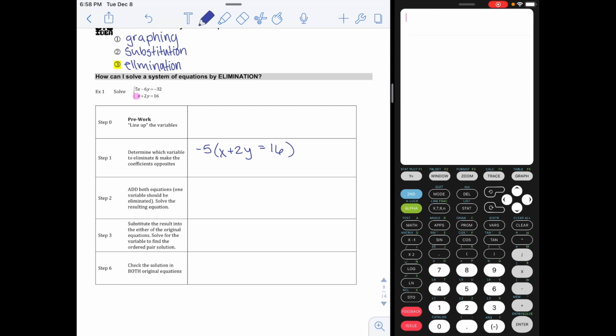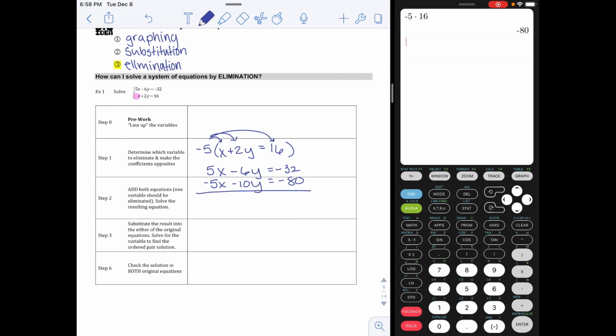Now in the second part, we're going to want to add these together and solve. So I'm going to have to write the first one on top. Actually, let's multiply this out first. So we're going to get a -5x, -10y, and then I need some help on this. -5 times 16, -80. Then I'm going to write the other equation. Now this is a preference. Some people like to keep it the same way, so maybe you want to write that first one on top still. So we have 5x minus 6y equals -32.